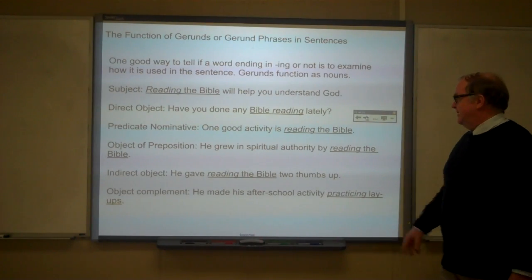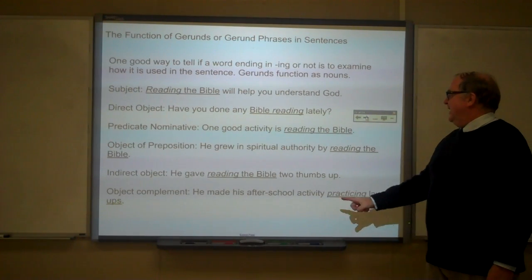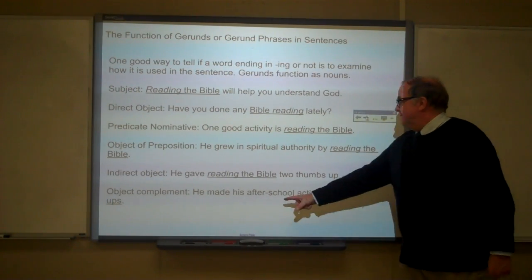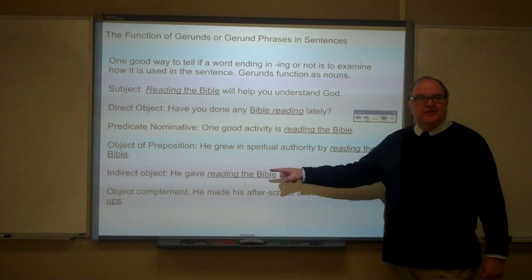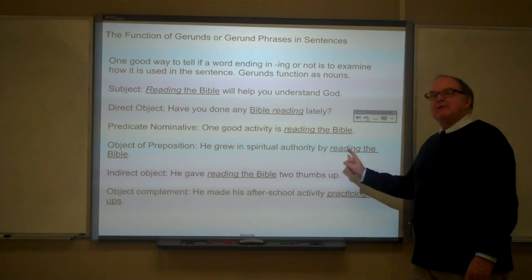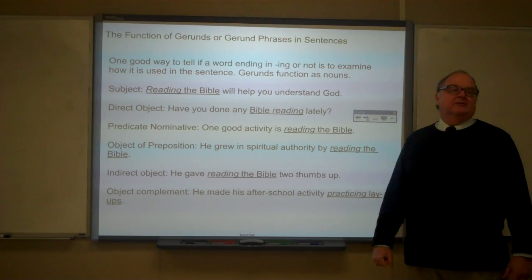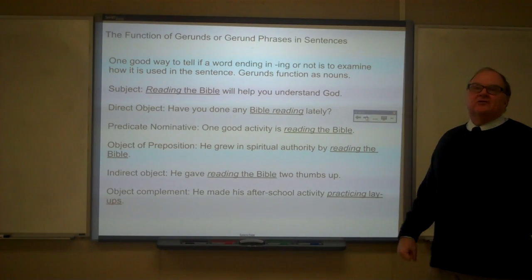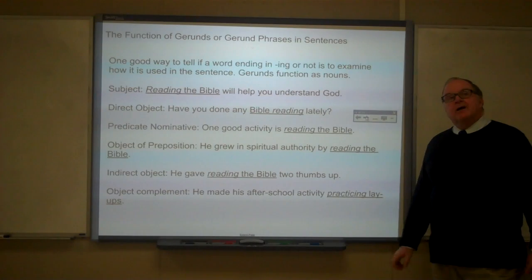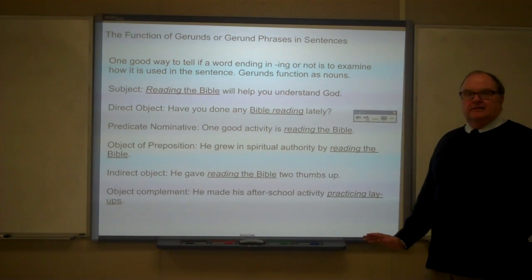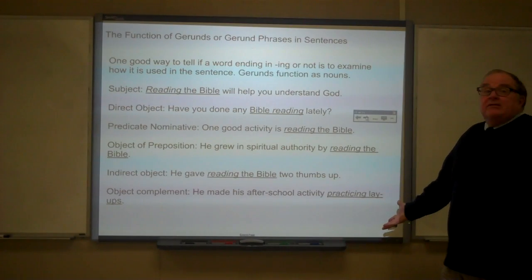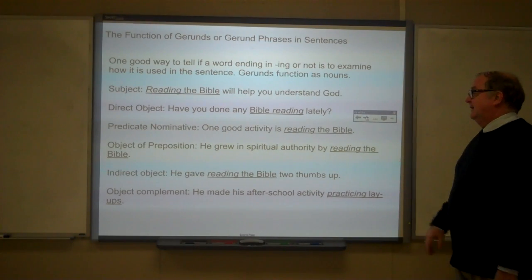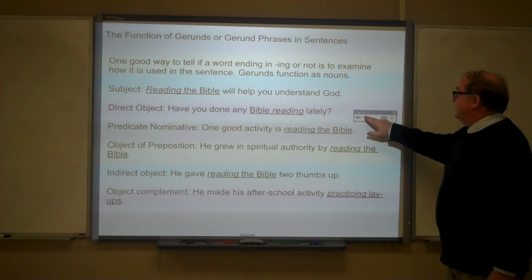Occasionally, again rare, they can be an object complement. He made his after-school activity practicing layups. Again, not real common. He made what? Activity. Activity is the direct object. He made his activity what? Practicing layups. Okay. Again, answers the question what. It's a noun phrase, practicing layups. Object complement. Uncommon, but you can see it fits the noun slot, and it is a gerund phrase.